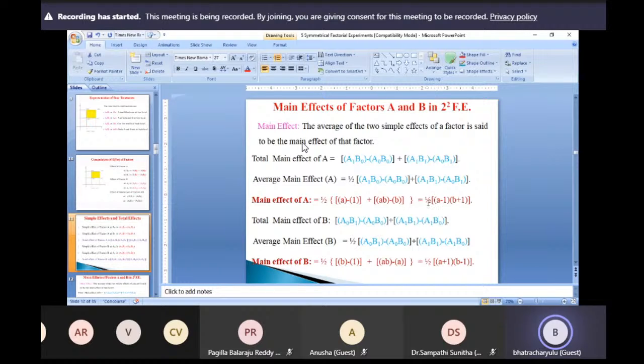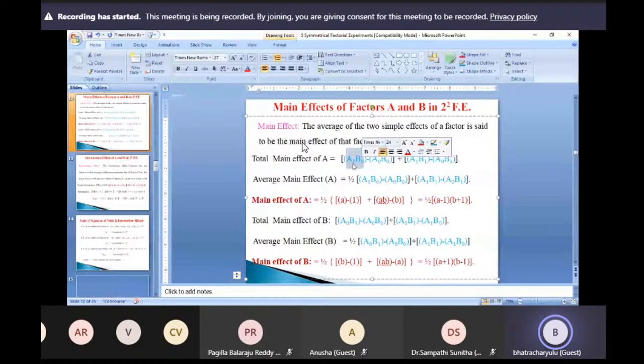The same thing you are writing symbolically. This is a symbolic notation. So generally, A1, B0, that is A is at a higher level, B is at a lower level. Therefore, B is almost nullified. That's why I am indicating it as A. A0, B0, both are at low level. This is the normal one.